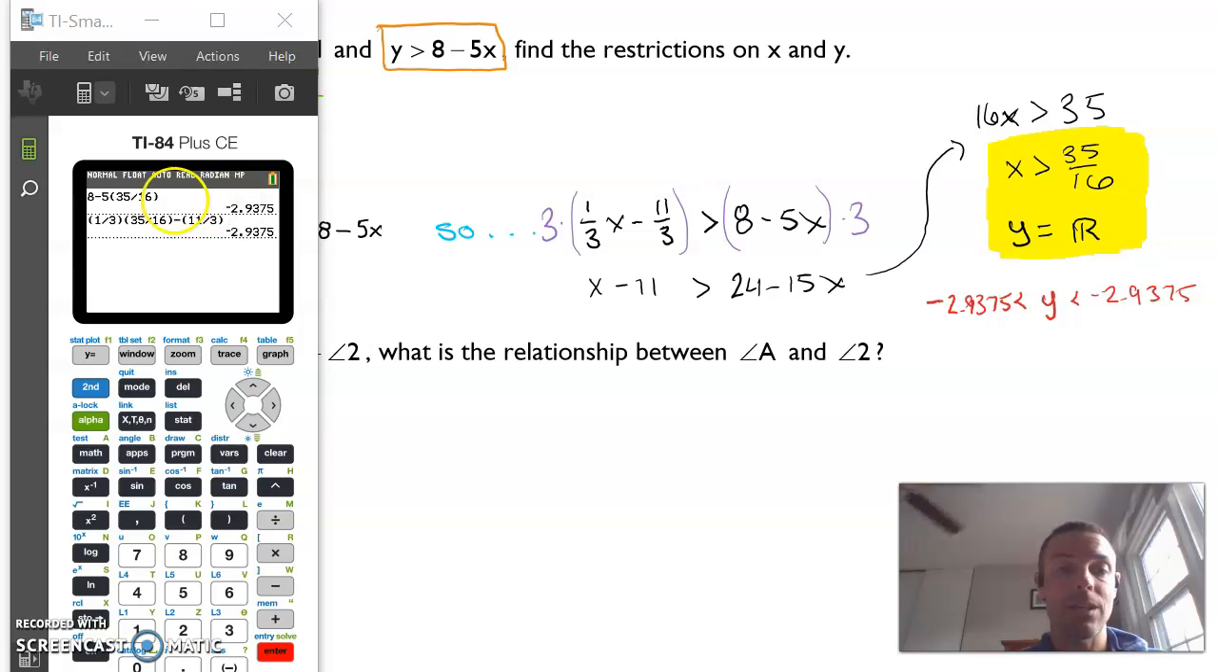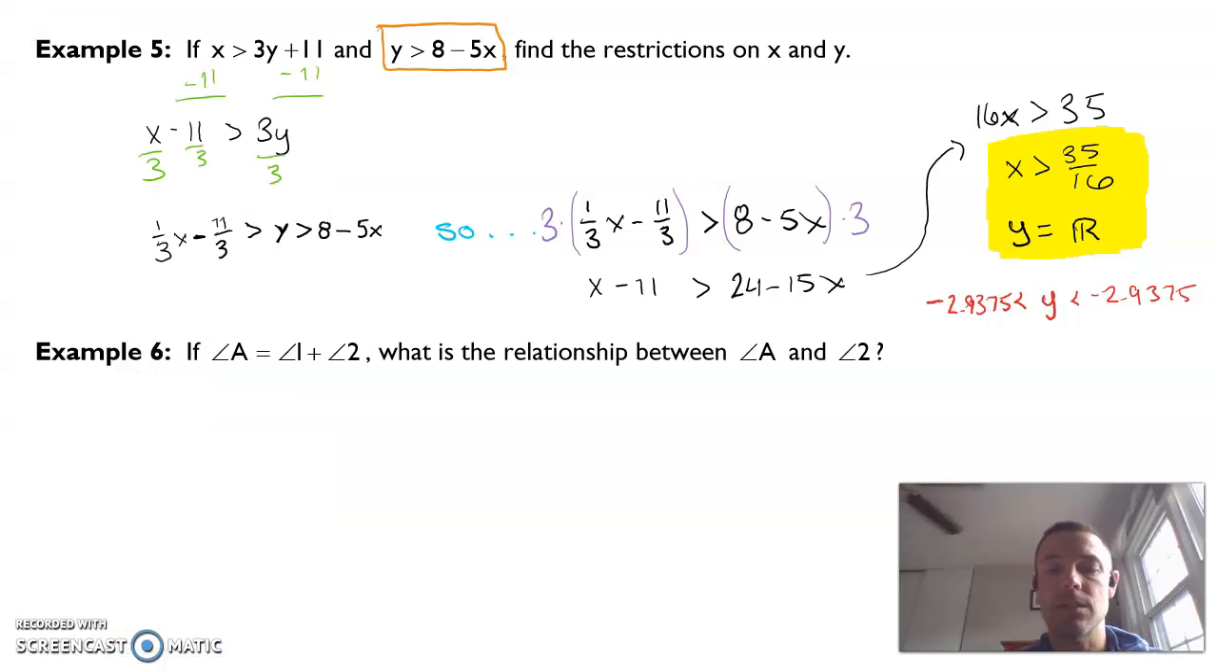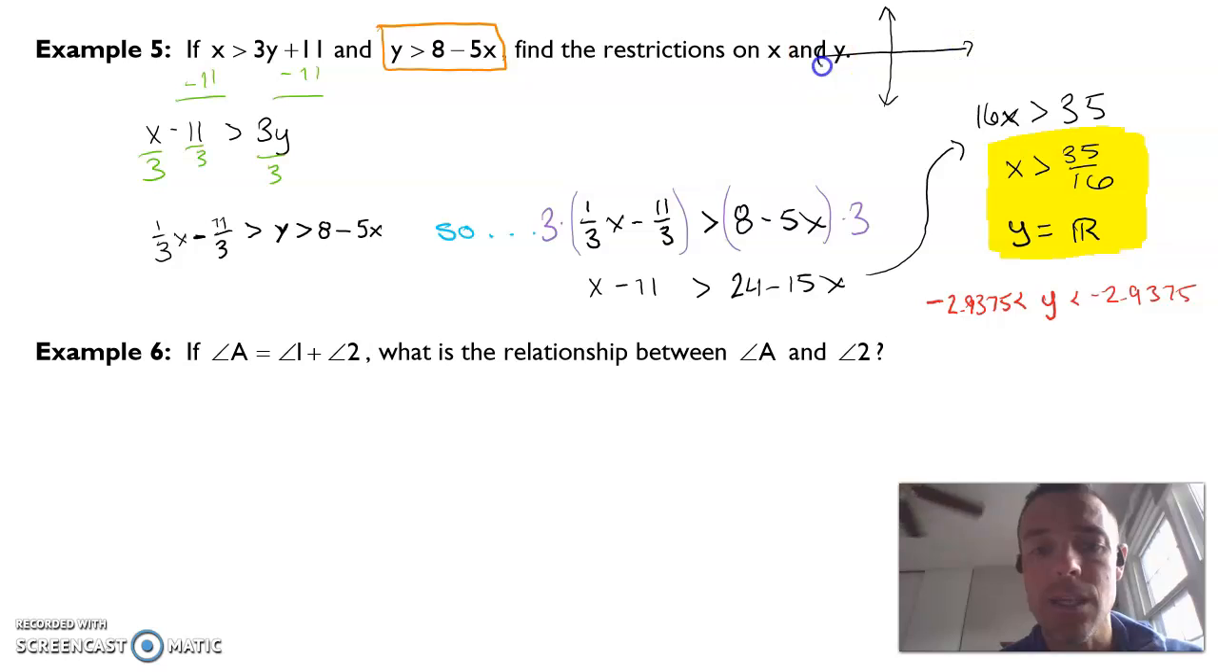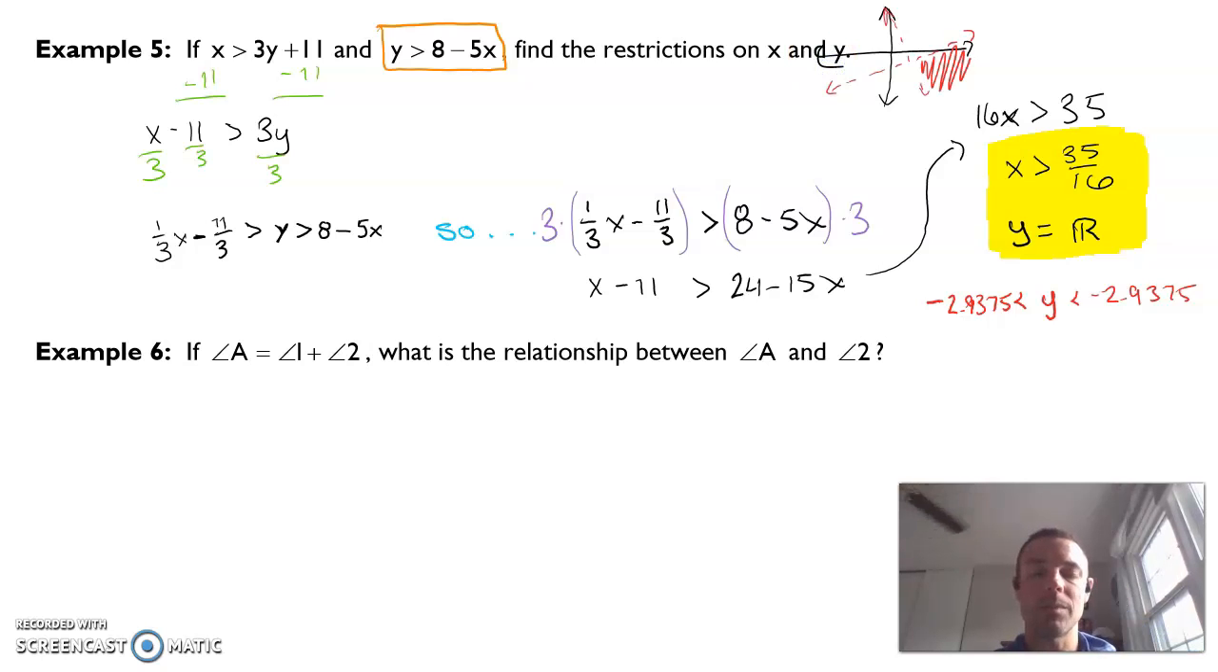On our graphing calculator, that's how I type this in to get my values. And we also could graph this and see the intersection points. If we did do that, and I did, but I'm not going to necessarily display it, what we would have seen is that's my y-axis and that's my x-axis. My solution set would have been looking like this. My x values are greater than 35/16, and my y values would have been all real numbers, because both lines are either increasing or decreasing forever.